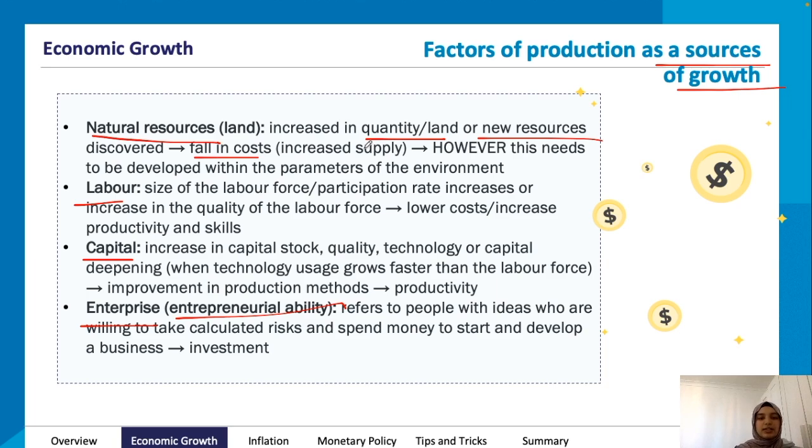Capital. So an increase in capital stock, quality and technology, or capital deepening. When tech usage grows faster than the labour force, that's something to keep in mind as well. Improvement of production methods can obviously increase productivity.